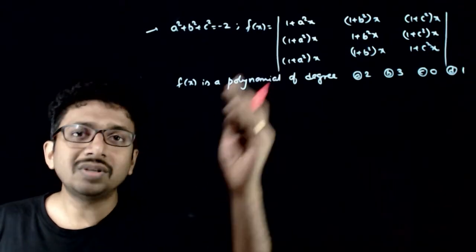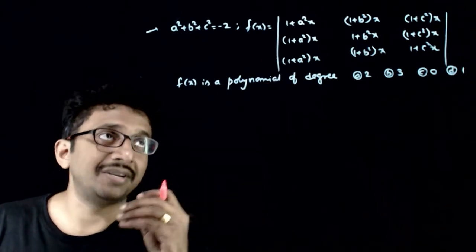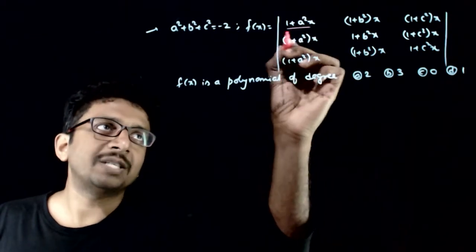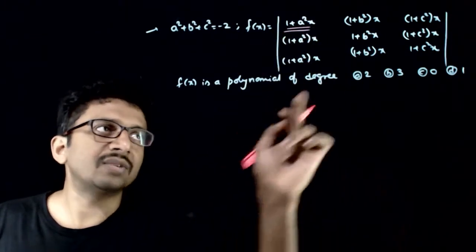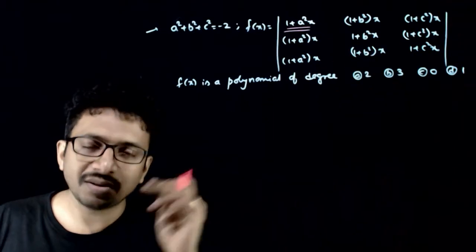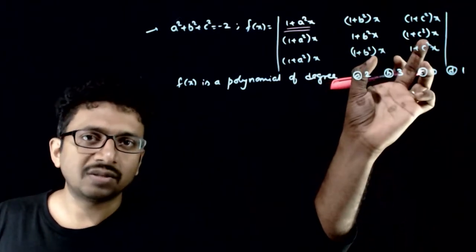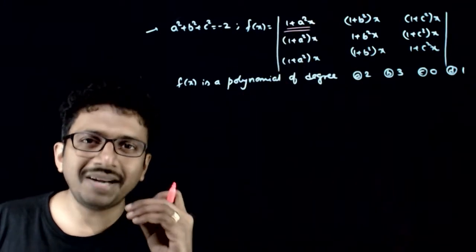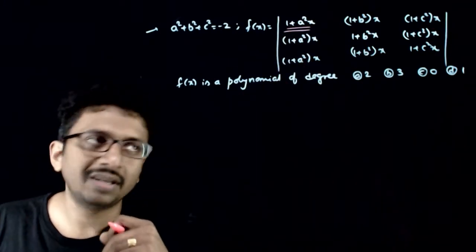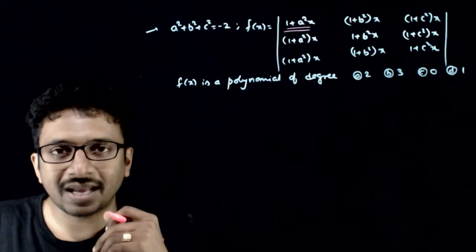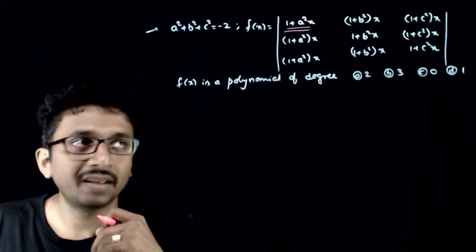So if you tend to do this question directly, if you expand this determinant, 1 plus a square x times this into this minus this into this. So you get x square into x. You might get a cubic equation. And if you mark b as an answer, you'll be wrong.